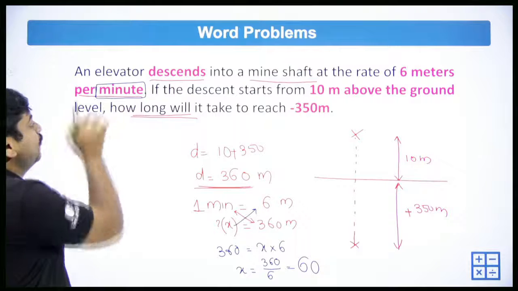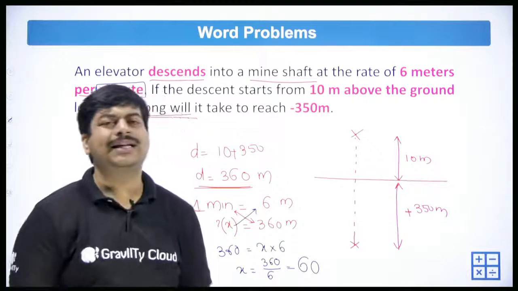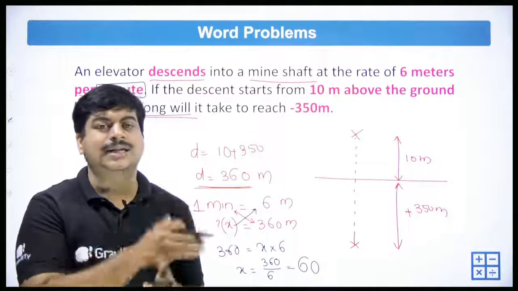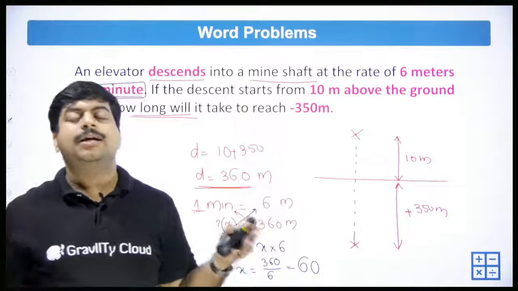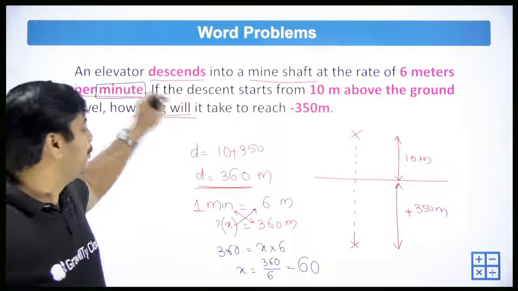The units are very important. When you say 60 without mentioning the units, you don't know whether it is 60 seconds, 60 minutes, 60 hours, 60 days, 60 years. We cannot say that. So always be very confident with the units. So it is minutes. Okay.